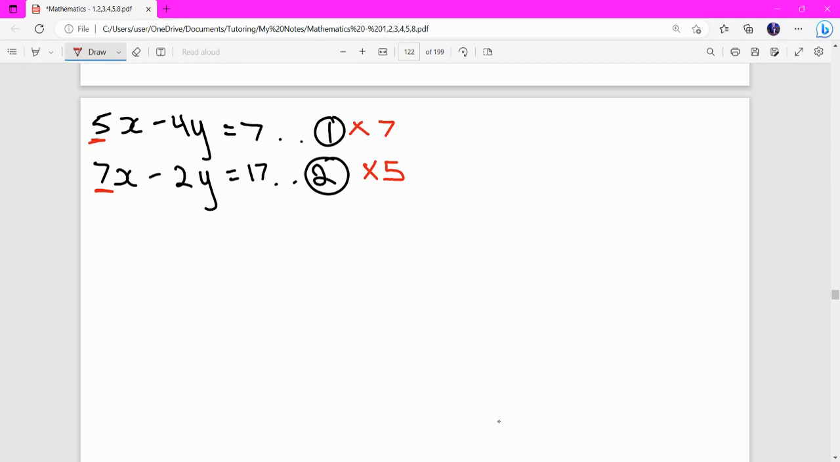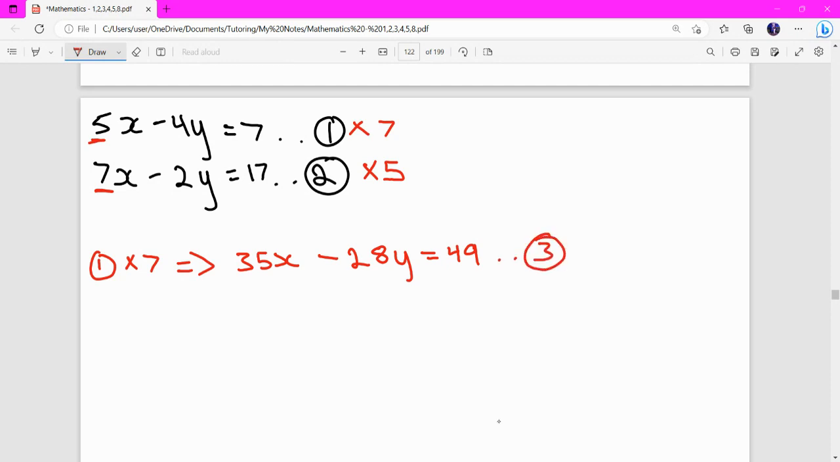So let's write the first one. So it's equation 1 by 7. So I'll put that equation 1 times 7 will simply give you, this is not an equal sign, right? So it will give you 7 times 5 is 35. So 35x, negative 4y times 7 will give negative 28y. And 7 times 7 is 49. This is a new equation. So we're calling this equation 3.